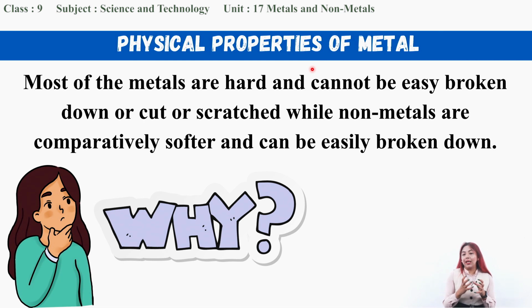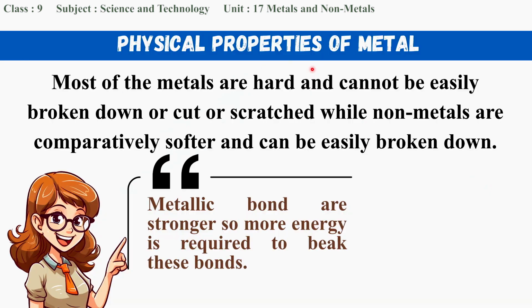Now, why do you think that is the reason? Can you guess? Yes, it is because of the bond that is present between the atoms of the metals. The metallic bond that is present between the atoms inside the metal is very strong. Since the bond is very strong, a tremendous amount of energy is required to overcome the strength of this bond so that we can split the atoms and break the metal. So metallic bonds are stronger, and more energy is required to break this bond. That's why most metals are hard.